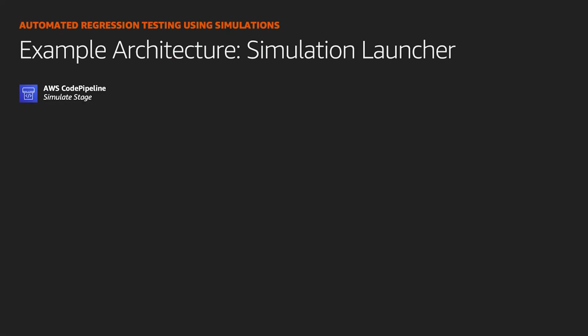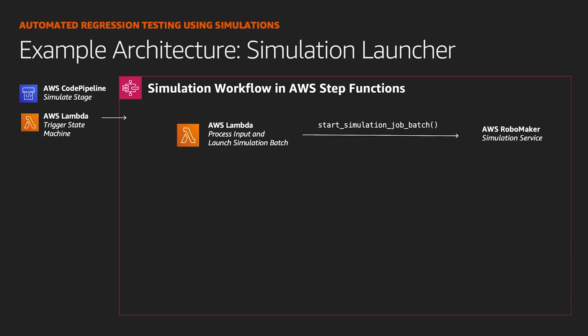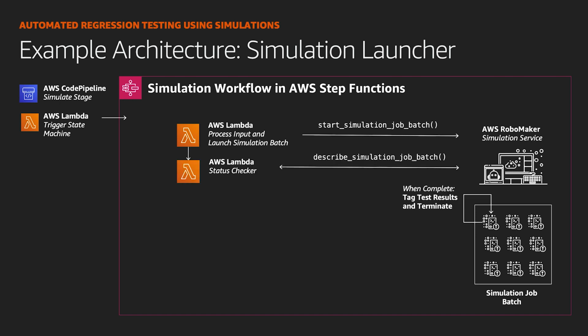Okay, so once we have our tests written and running in ROS, here's a sample architecture for implementing a testing workflow using AWS Step Functions in a CI/CD pipeline with CodePipeline. Using a Lambda function, we can trigger a Step Functions job. The first Lambda function in the Step Functions workflow will run the batch API call in RoboMaker to start a batch of simulation jobs. Once running, a Lambda function in a loop will get the status of the batch job, waiting for each simulation job to complete.